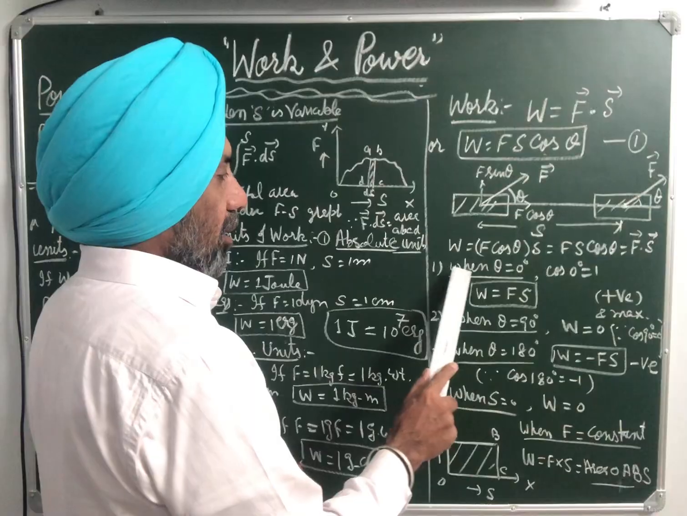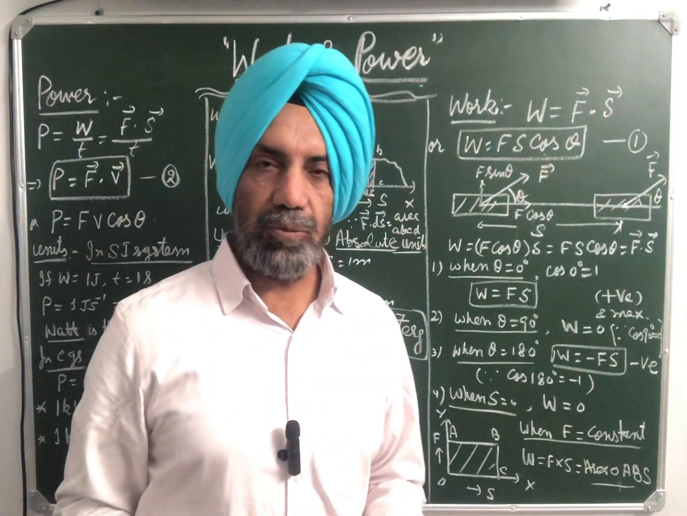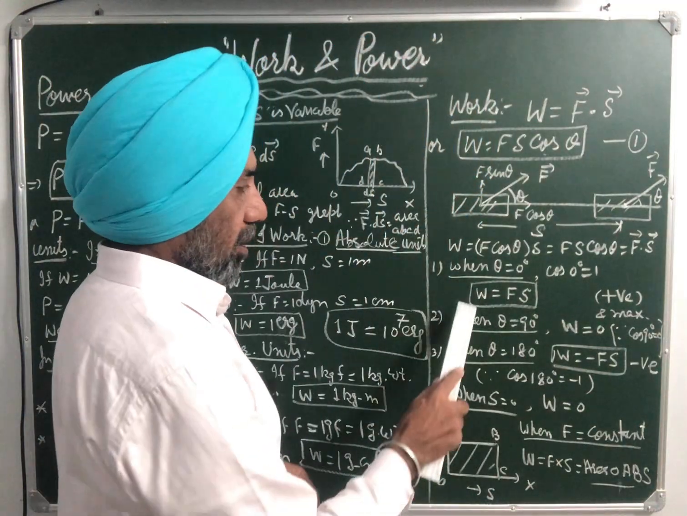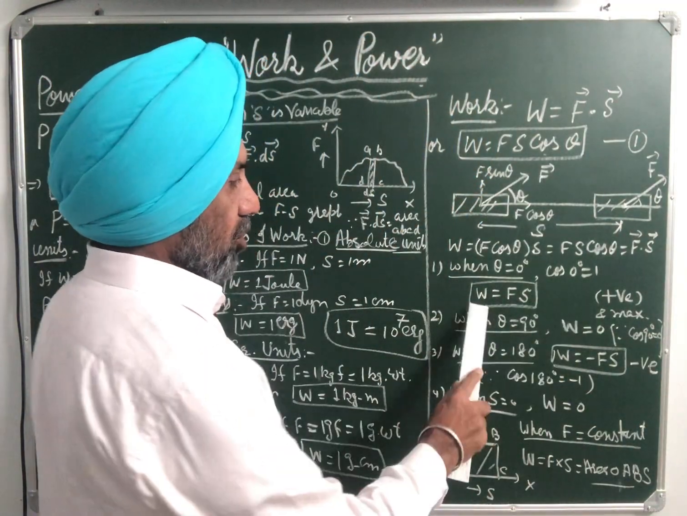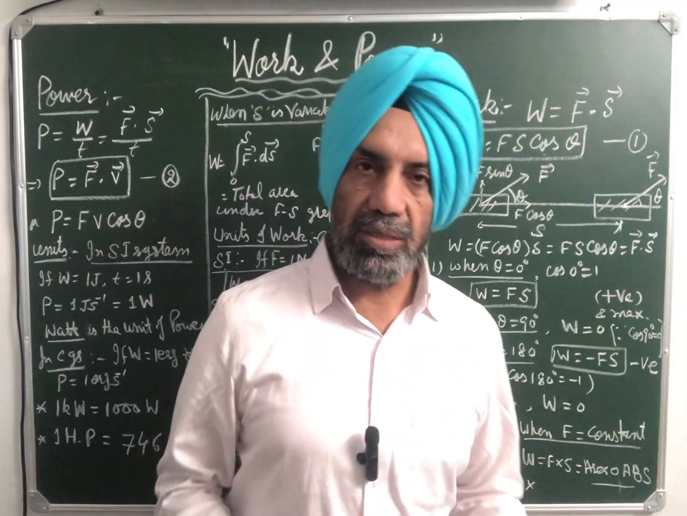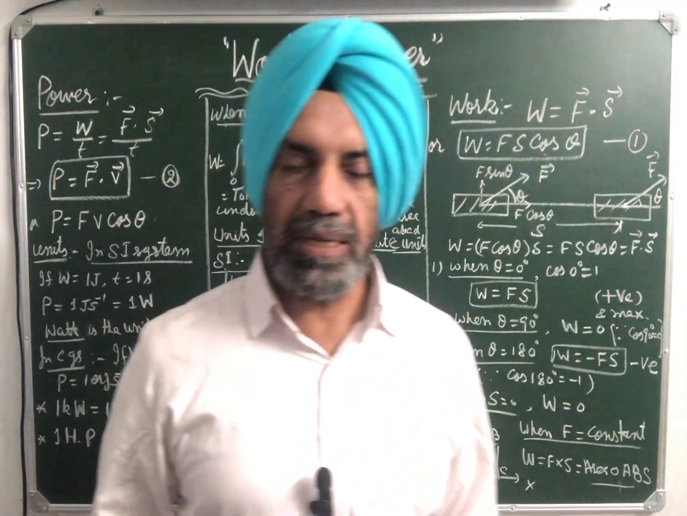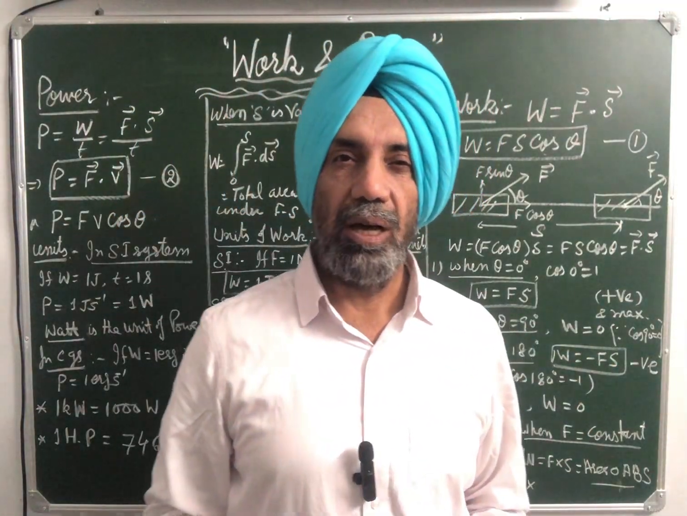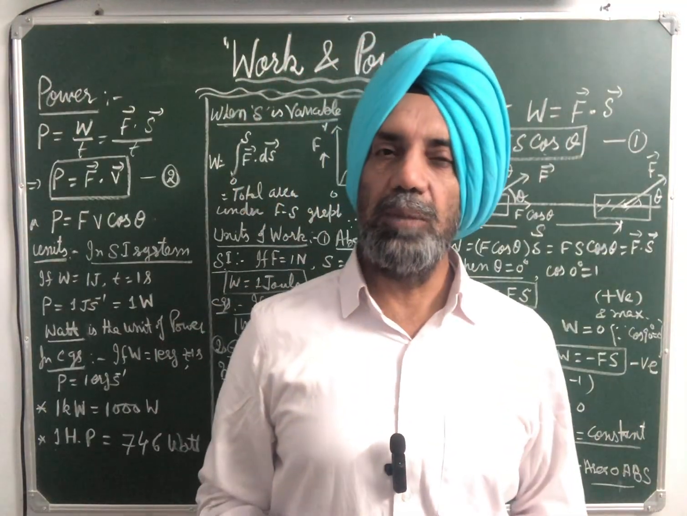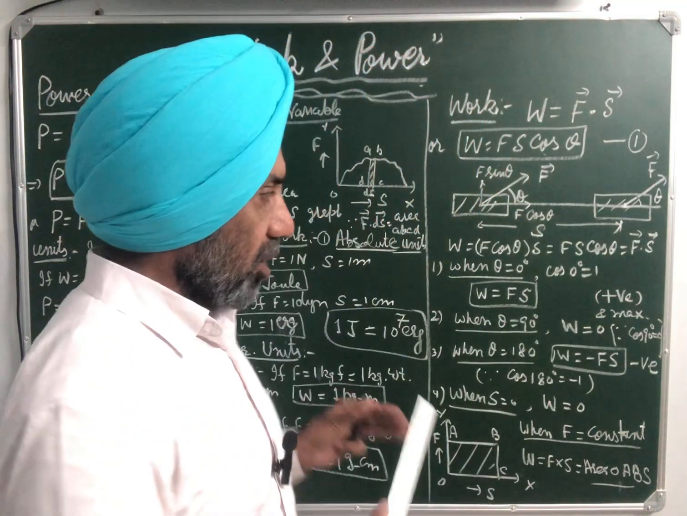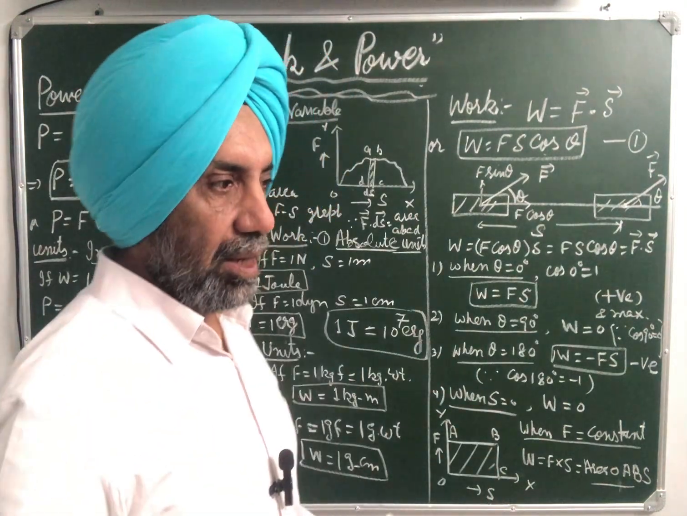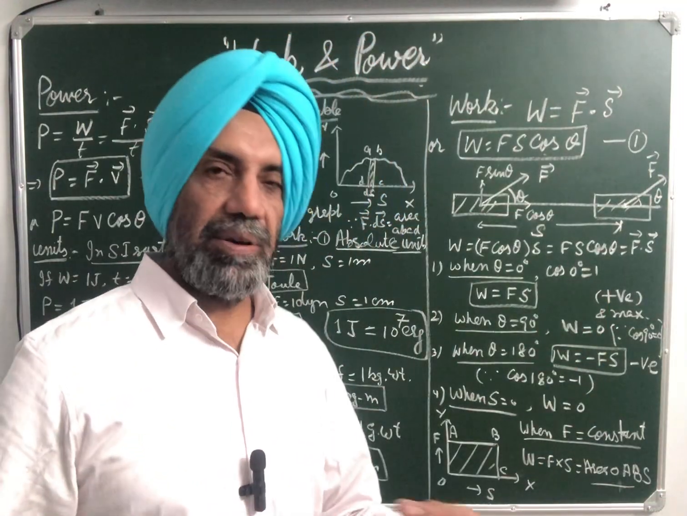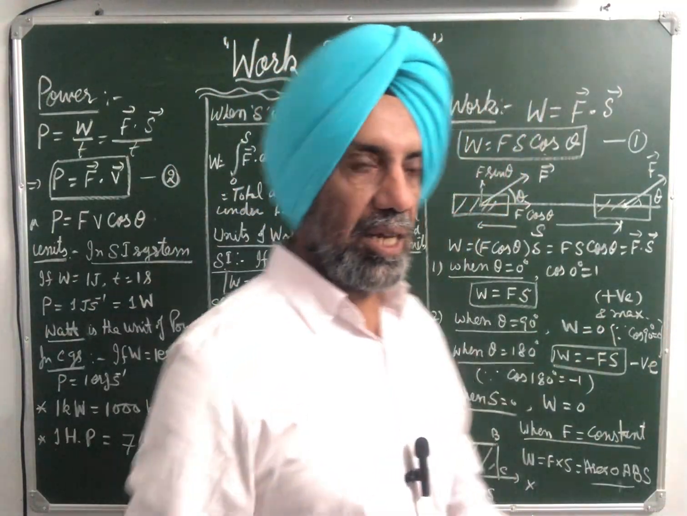Now, first of all, when theta is equal to 0 degree, that is force acts in the same direction as that of displacement, cos 0 is equal to 1, then W is equal to Fs. Work done simply is equal to the product of force and displacement, and it is said to be positive. For example, a horse pulling a cart, an engine pulling a train. So in this case, work done is positive. When a body is falling freely under the effect of gravity, work done by the gravitational force is positive.